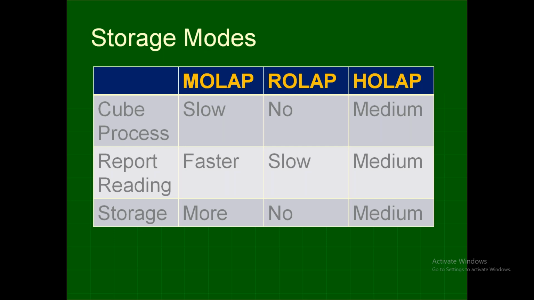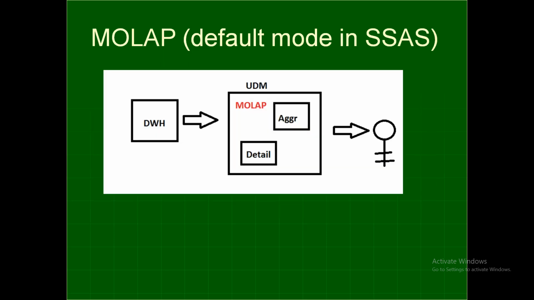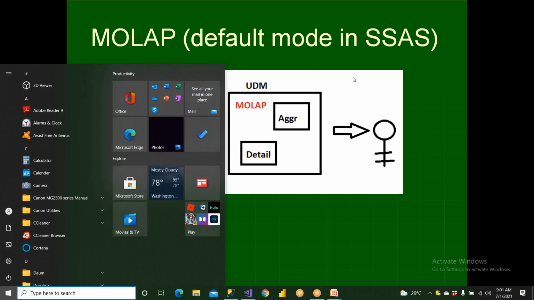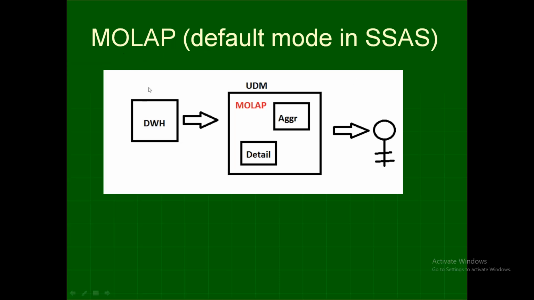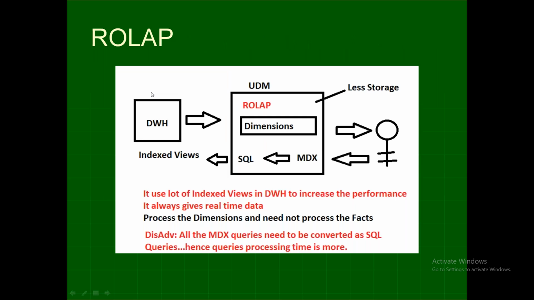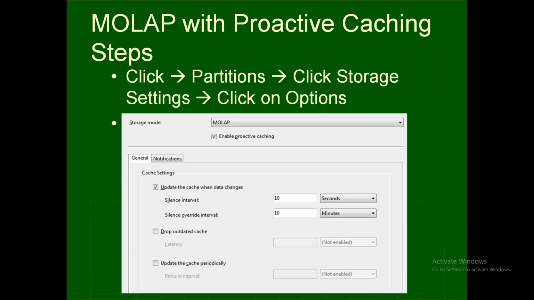But the problem is that I have to wait, because a large amount of data will be available in the data warehouse. Clear? And so multiple times we are going to be using only MOLAP. The remaining things we are not going to use at all in real time.